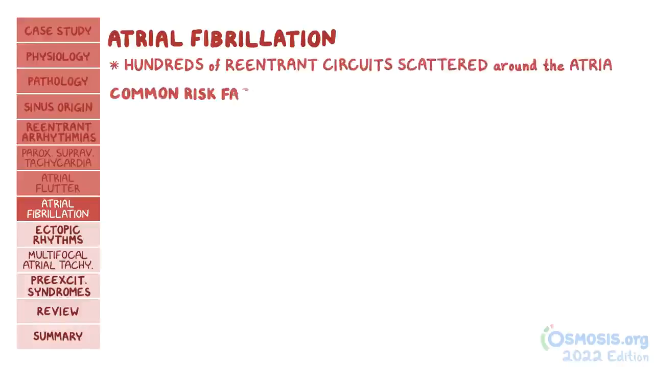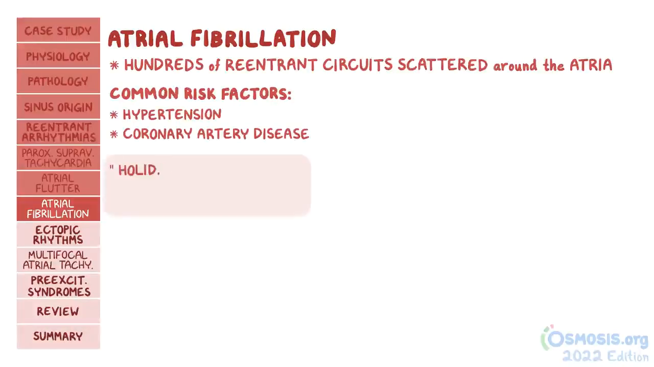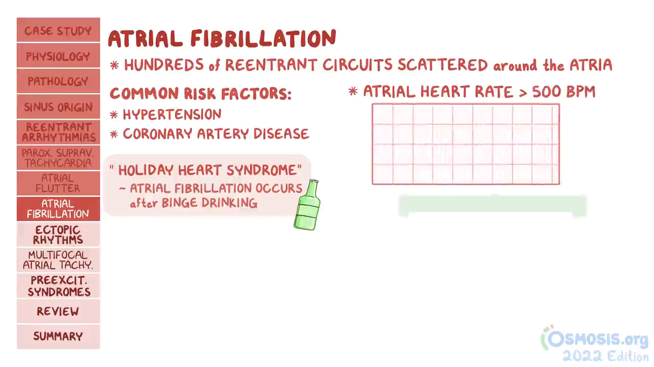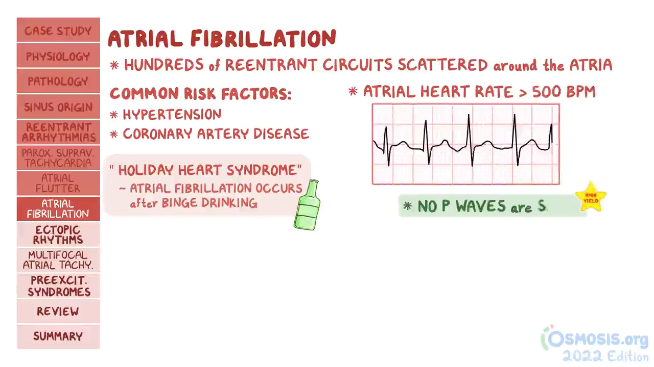The most common risk factors are hypertension and coronary artery disease. Another interesting cause is the holiday heart syndrome, where atrial fibrillation occurs after binge drinking. Now, for your exams, remember that here, the atrial heart rate is really fast, going above 500 beats per minute. So on the ECG, no P waves are seen.